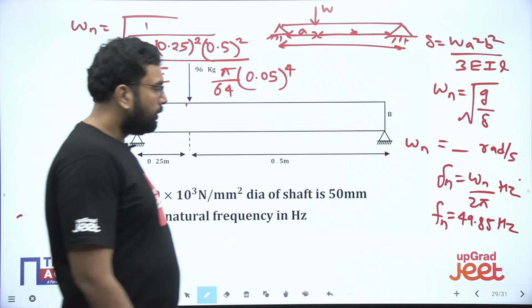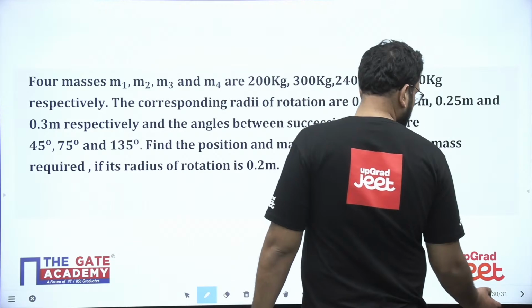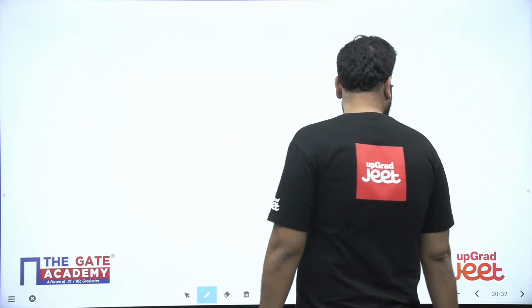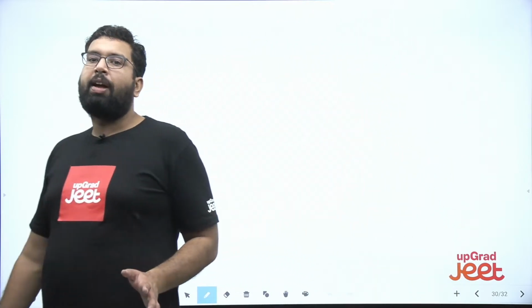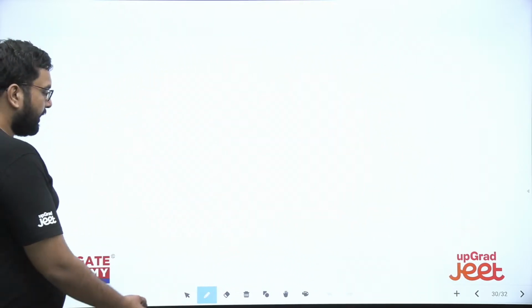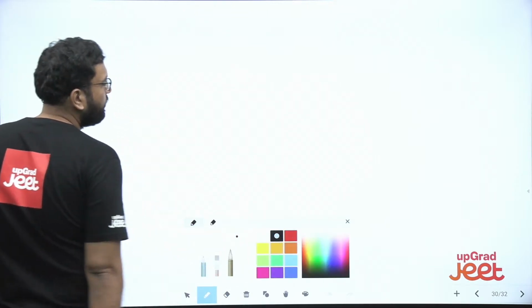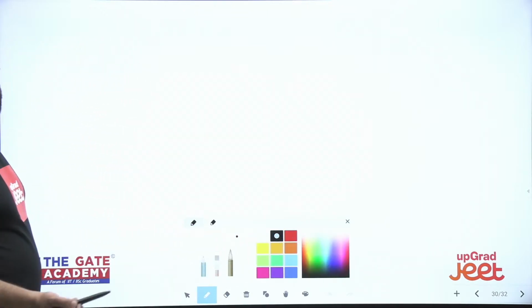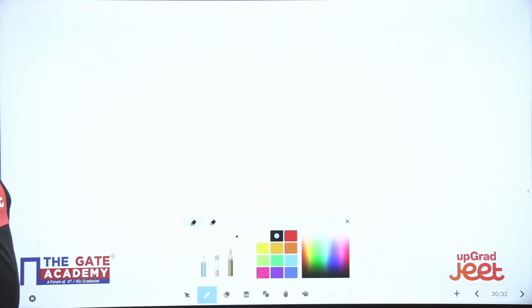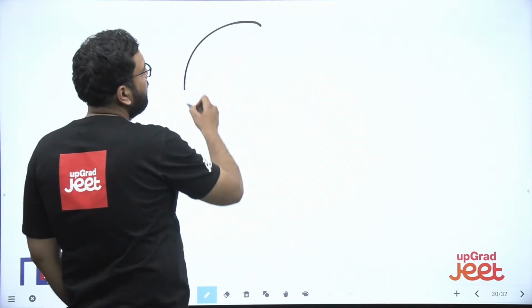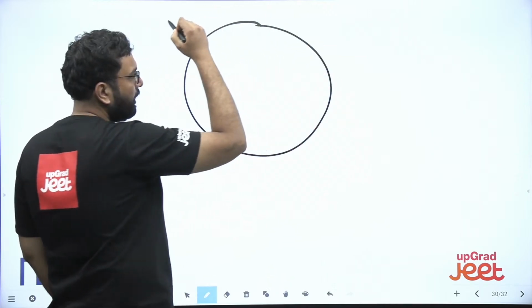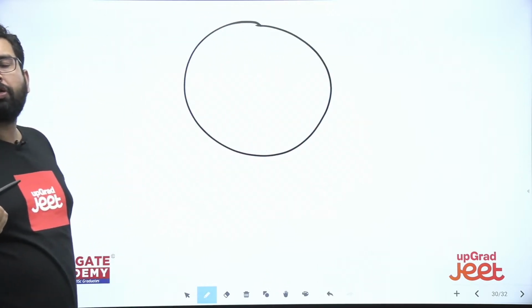Okay, so let's move to the next part. This is in natural vibration. Let's try to do as much as we can. So the next one is pi by 64. If it is a circle, what is this area moment of inertia?